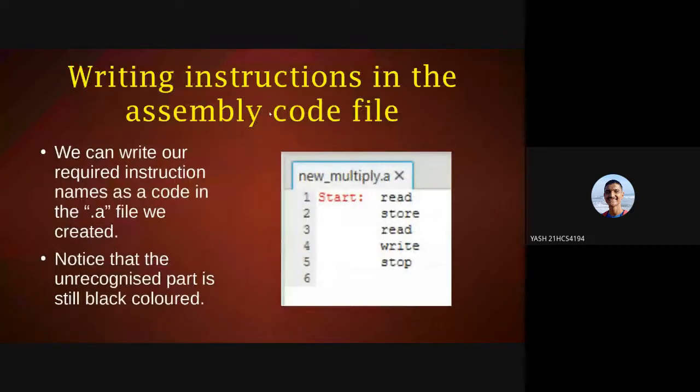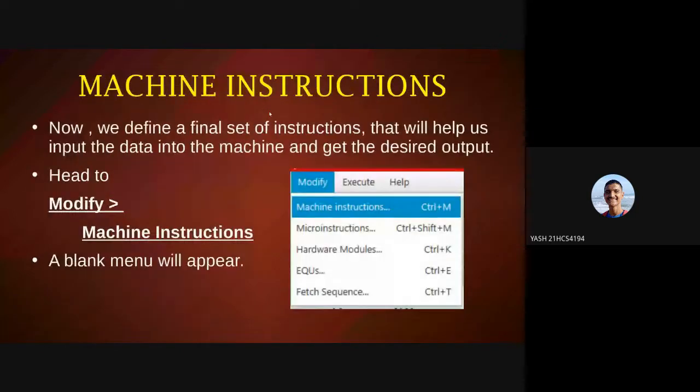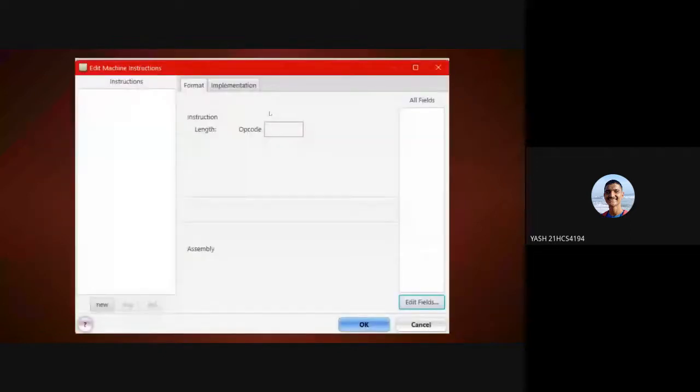After that, we define the last set of instructions, that is the machine instructions. Under the machine instructions, firstly, we will get this kind of dialog box. This is currently empty. In the left side section, we will create our machine instructions. In the right side section, we need fields. The fields are just the different divisions of bits under the instruction format.